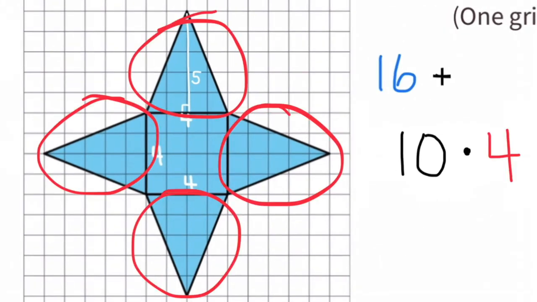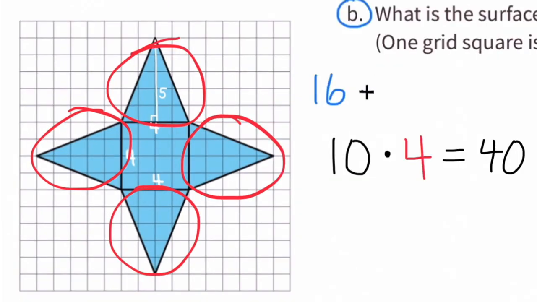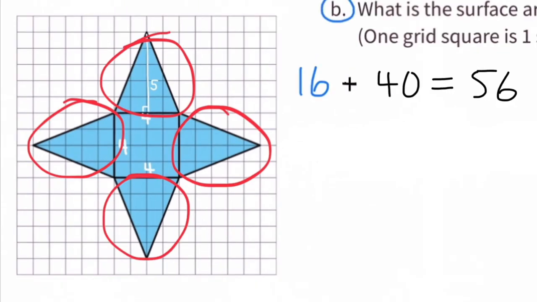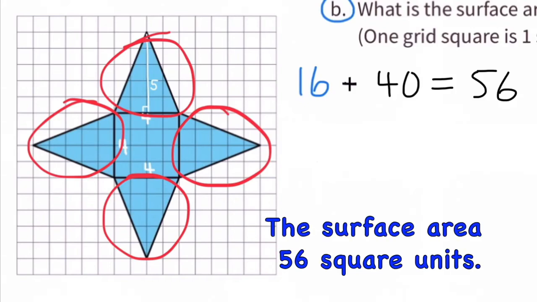With 4 triangles, 10 times 4 is 40, or 40 square units. 16 square units plus 40 square units equals 56 square units. The surface area of this net is 56 square units.